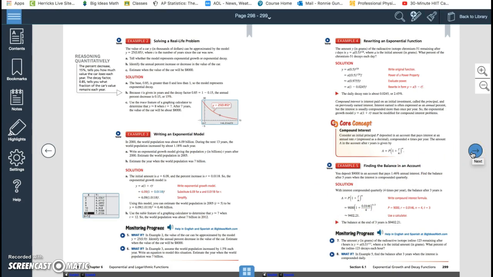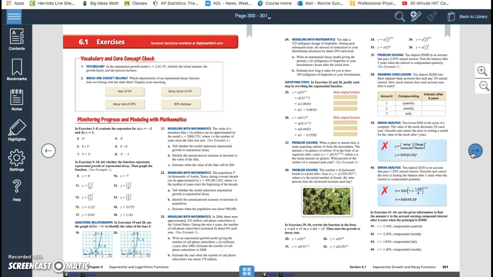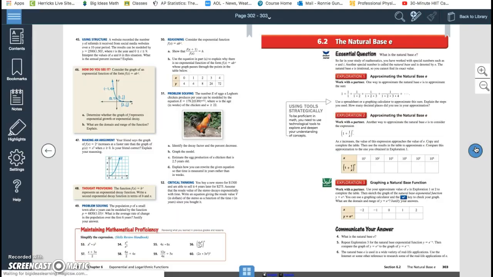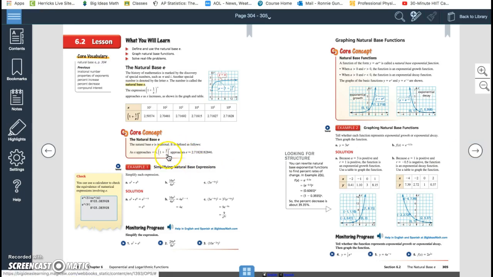Then I want you to go to chapter 6.2. We have assigned these yesterday, but I want to review what the natural base E is. If you recall, E is a number that's approximately equal to 2.718. And now there's some examples of how to use E.